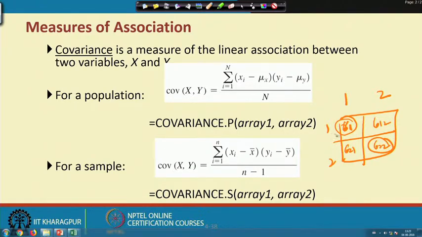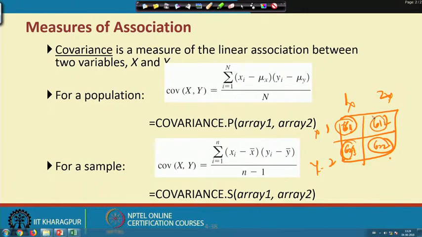Variable upon variable: let's say this is x and this is x, and this is y and this is y. So x upon x is the variance, and y upon y, again, is the variance. And this is x upon y, and this is y upon x, which is called covariance. That is the only difference. A variable upon the same variable indicates variance, and a variable with another variable is called covariance.